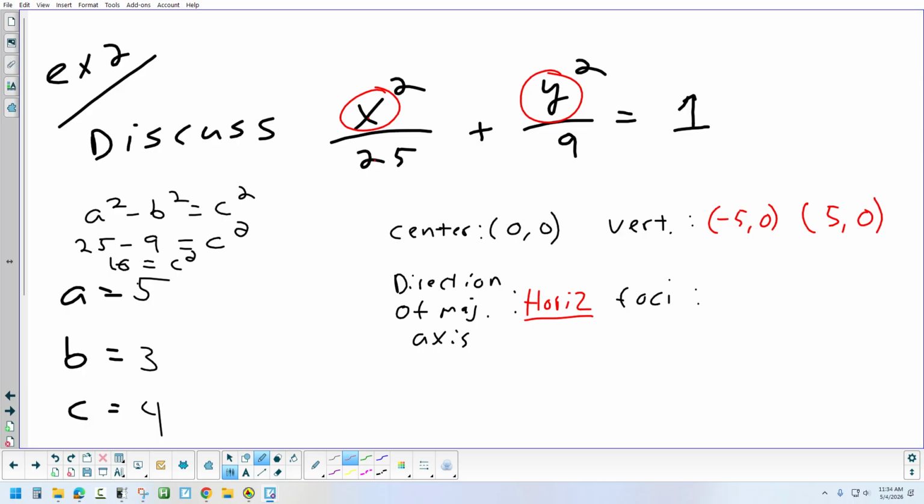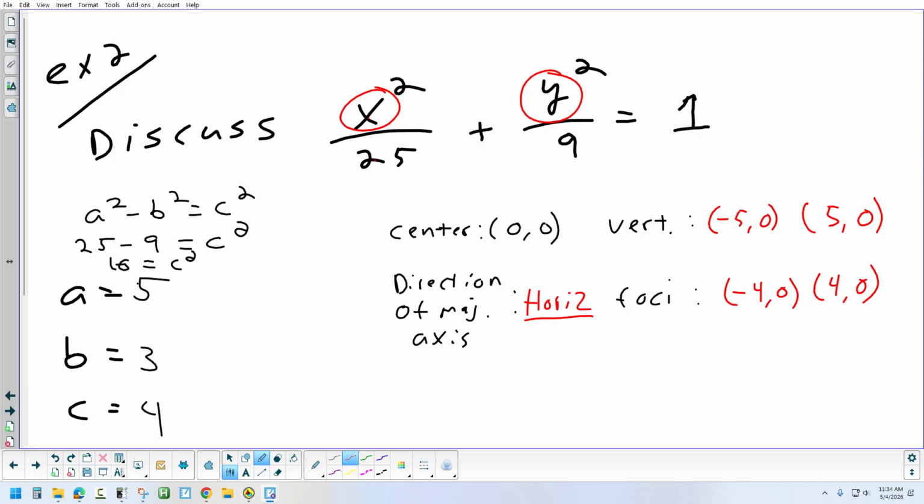Last thing they want us to give is the foci. What letter there helps you to find the foci? Yep, C. And how far are the foci in this problem from the center? 4 from each side, so -4, 0, and 4, 0. Right. Foci are 4 units from the center, and they're 4 units left and right. Okay, so it's a lot of things to keep track of, but if you know what the A, the B, and the C do, that's the most helpful thing.